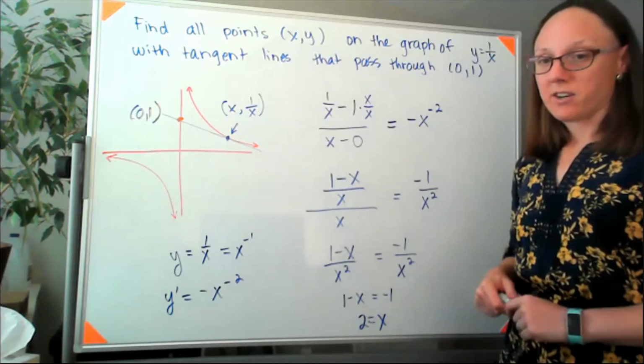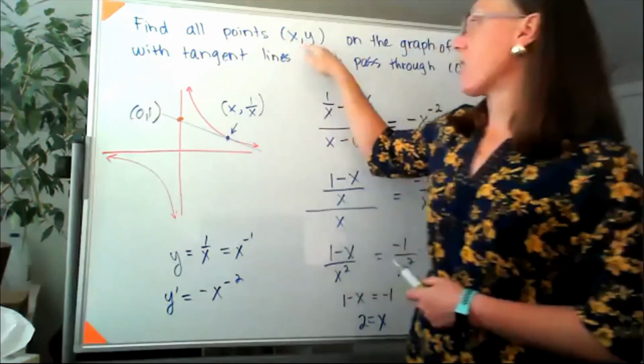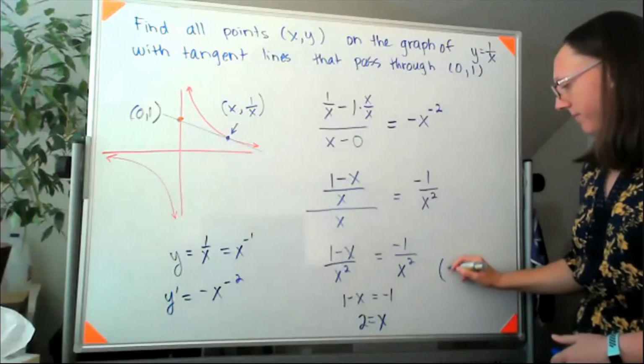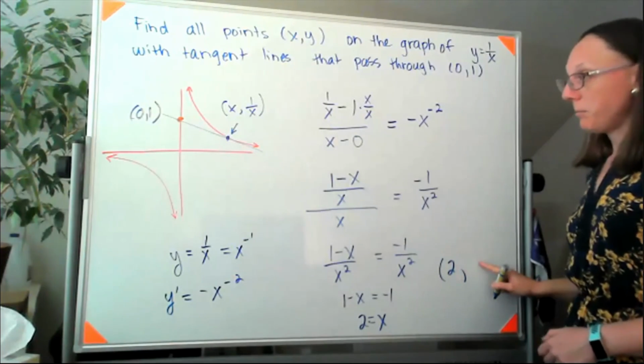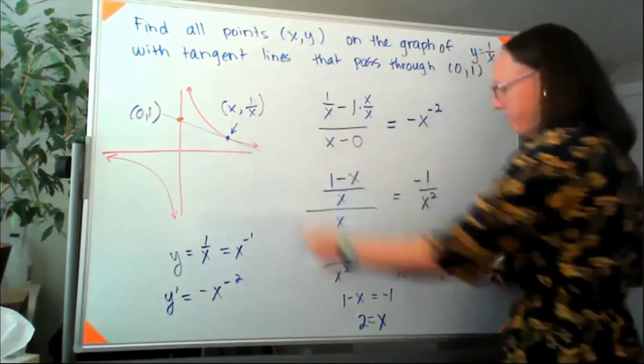Which is almost the answer because it asked us to find all points x comma y. So I know what the x value is now. But the point is going to be 2 comma 1/2.